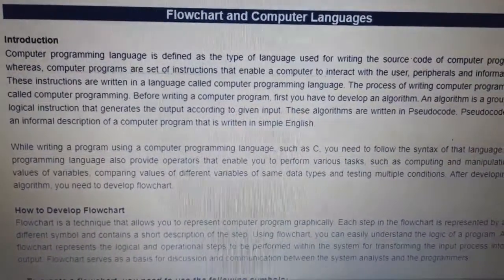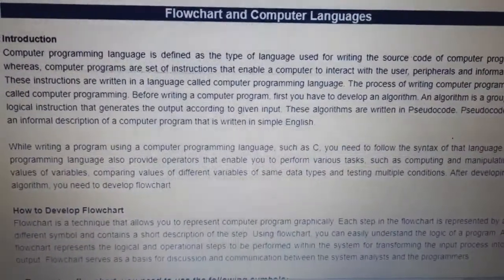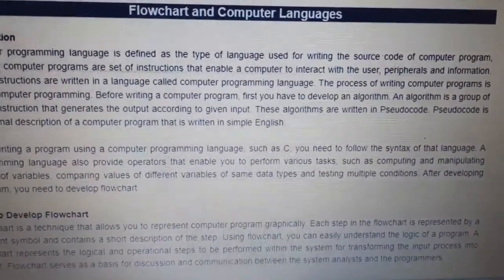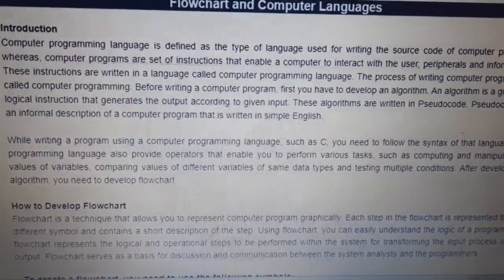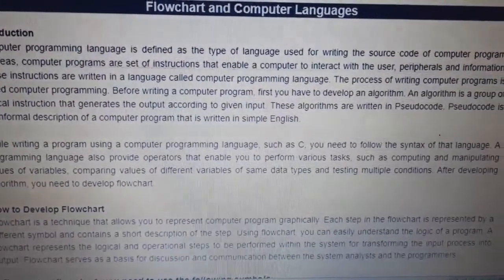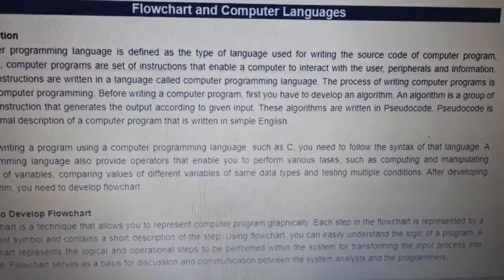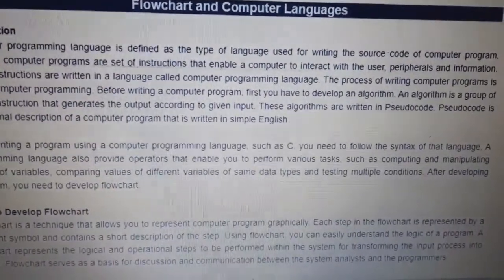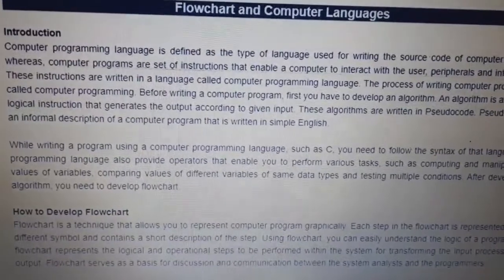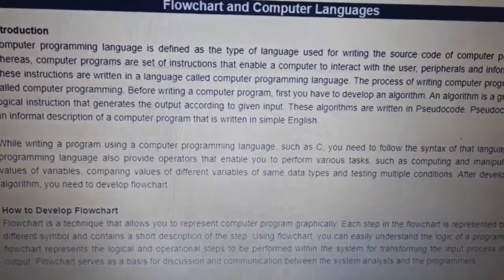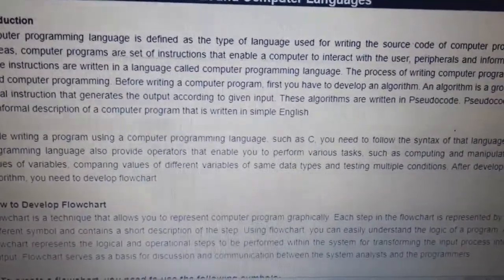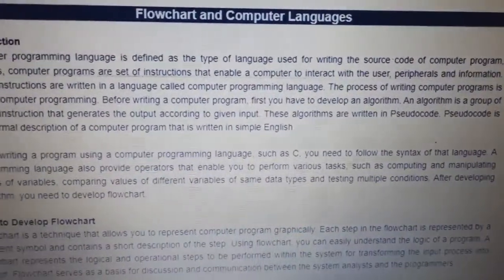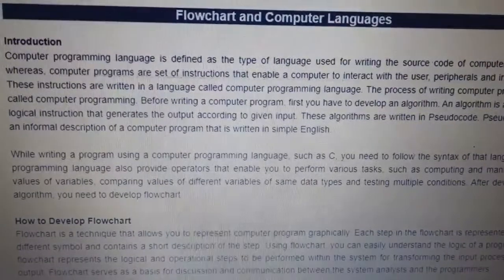Computer programming language is defined as a type of language used for writing the source code of computer programs. Whereas computer programs are a set of instructions that enable a computer to interact with the user, peripherals, and information. These instructions are written in a language called computer programming language. The process of writing computer programs is called computer programming.